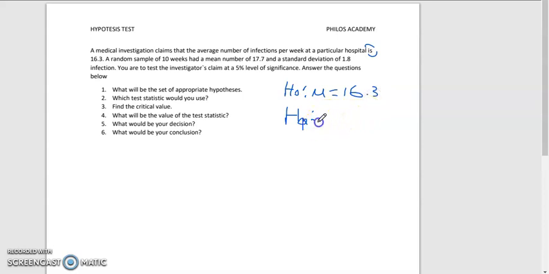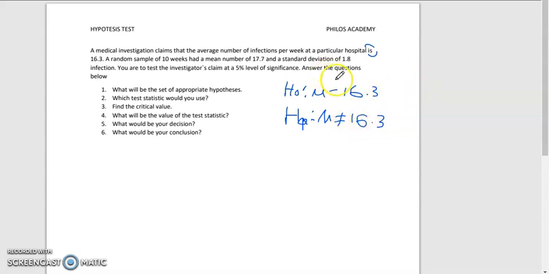Then to state the alternate, what is the opposite of equal to? The opposite of equal to will be not equal to. This is how we write not equal to. So not equal to what? Not equal to 16.3. So you've been able to state the null and the alternate hypothesis. So you get mark for being able to solve this.